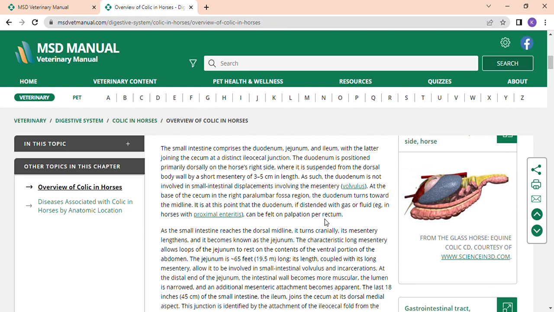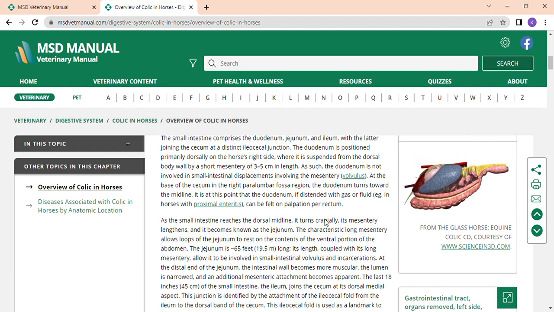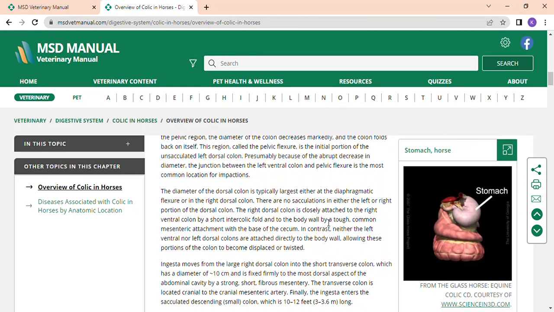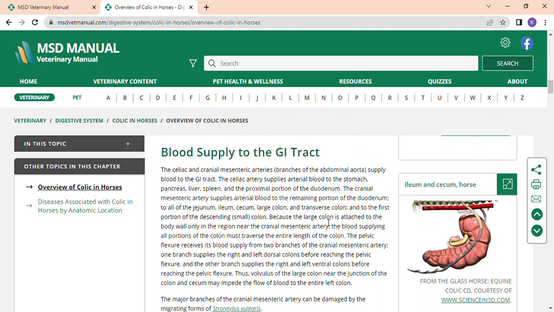For example, in horses with proximal enteritis, it can be felt on palpation per rectum. As the small intestine reaches the dorsal midline, it turns caudally, its mesentery lengthens, and it becomes known as the jejunum. So this is the anatomy of the horse. Blood supply to the gastrointestinal tract: the celiac and cranial mesenteric arteries, branches of the abdominal aorta, supply blood to the gastrointestinal tract.